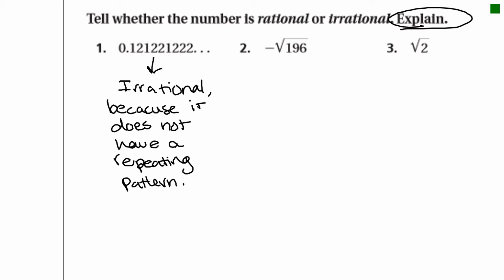All right, let's look at the square root of 196. Using your cheat sheet, you should see that 14 times 14 is 196. So the answer to the square root of 196 is 14. It needs to be negative. So does that one terminate? Yes, which makes it rational. Rational, because it's a perfect square, it terminates.